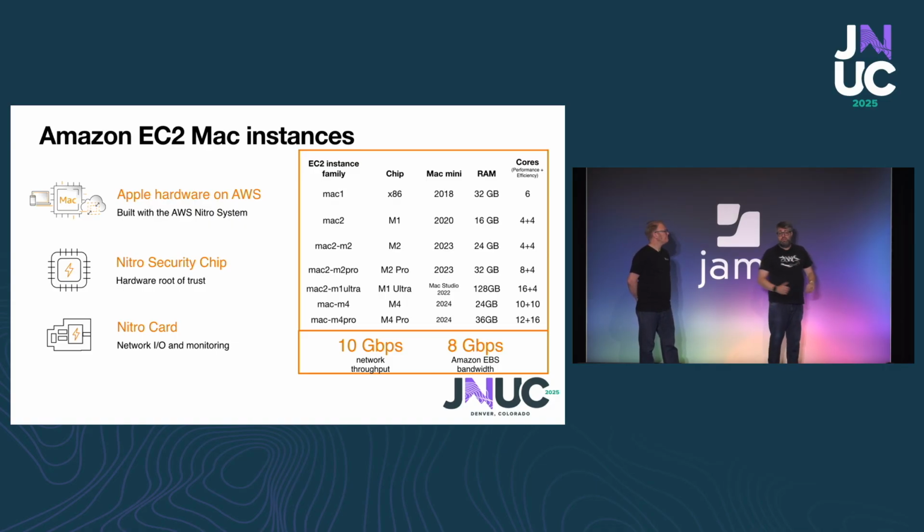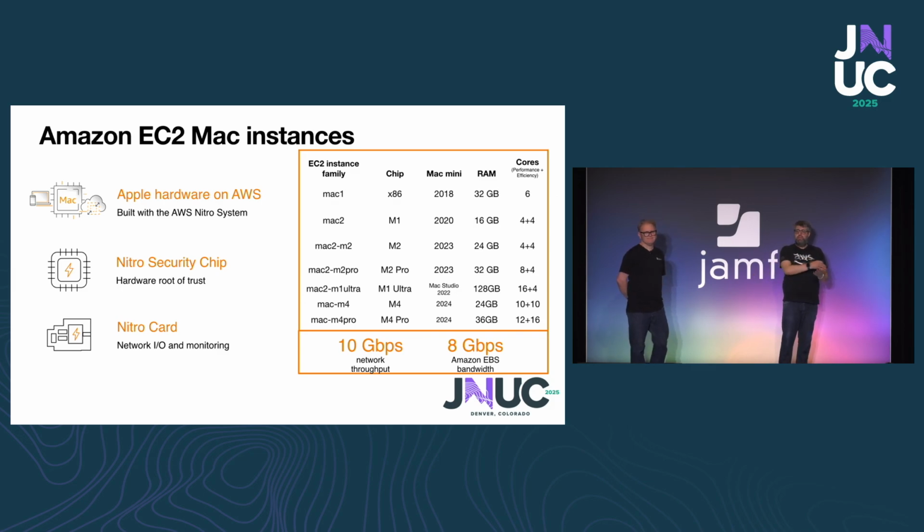So this is our current lineup of EC2 Mac instances. We started with the Mac1 instance, which is x86. The next was Mac2. Apple doesn't usually let folks know the names of their processors in advance, so it got a little confusing. Mac2 M1, Mac2 M2, and Mac2 M2 Pro are the M2 and M2 Pro Mac Minis. We also have a Mac Studio with 128 gigabytes of RAM, and, very new recently, the M4s, which are Mac-M4 and Mac-M4 Pro, with additional RAM.